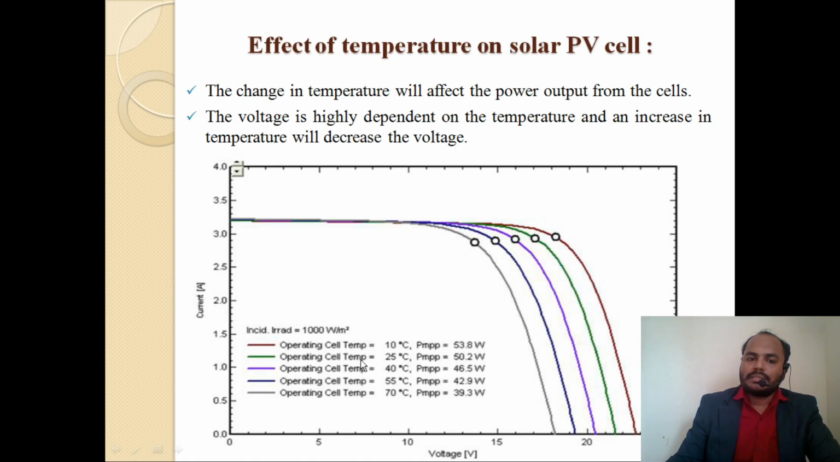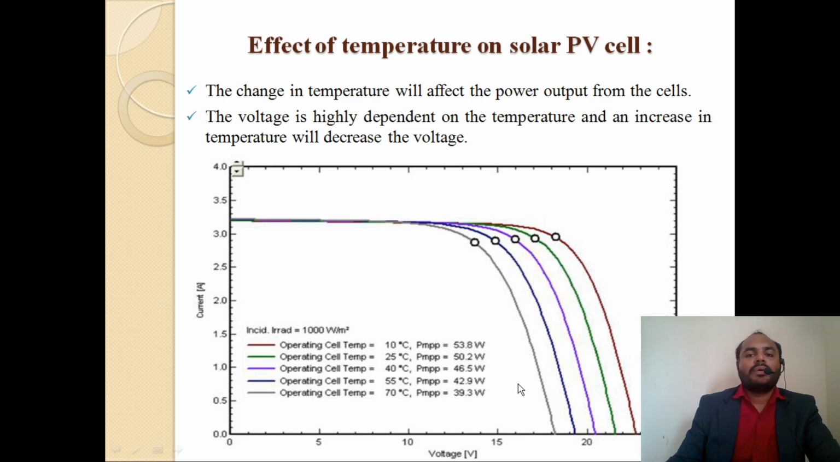The second curve is the operating cell parameter at 25 degrees centigrade. That is the green curve. For this green curve, the power output is 50.2 watt. Third, the operating cell temperature is 40 degrees centigrade, and the power output is 46.5 watt. Next, when the operating temperature is 55 degrees centigrade, the power output is 42.9 watt. And the last, when the cell temperature is 70 degrees centigrade, the power output is 39.3 watt.